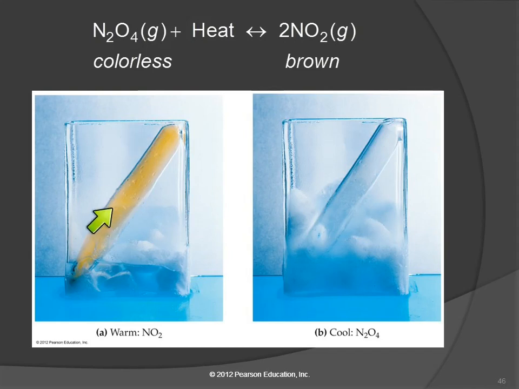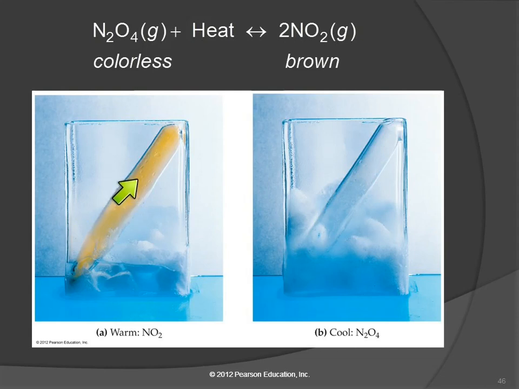This is a sealed tube containing this reaction at equilibrium. So if we make this warm, if we heat it up, adding heat causes the reaction to go to which side? Adding heat makes it shift to the right, to the products. So we see more of the brown gas. And here at the warmer temperature, we can see the brown gas in there.